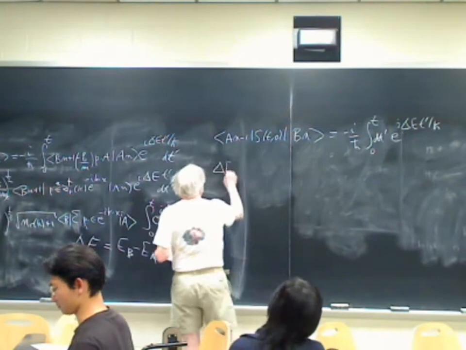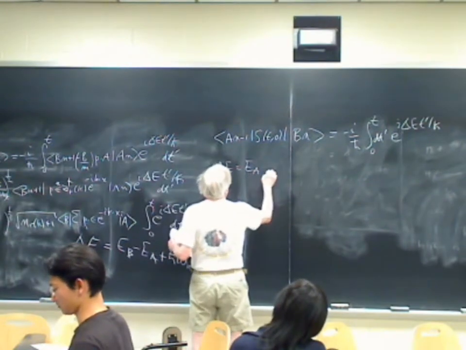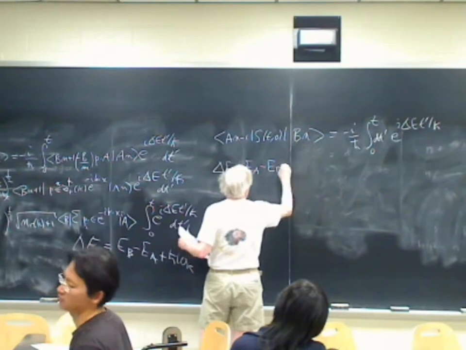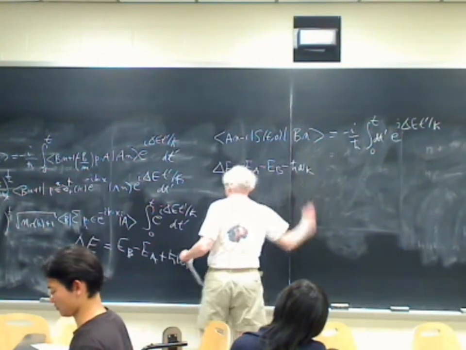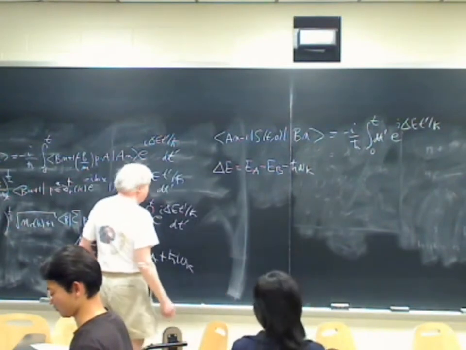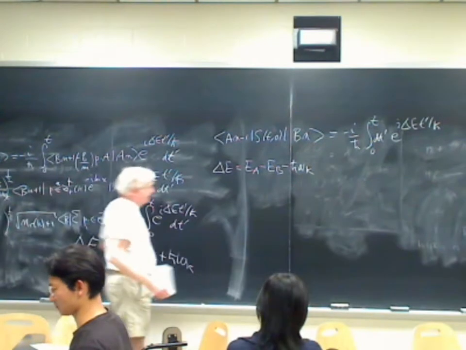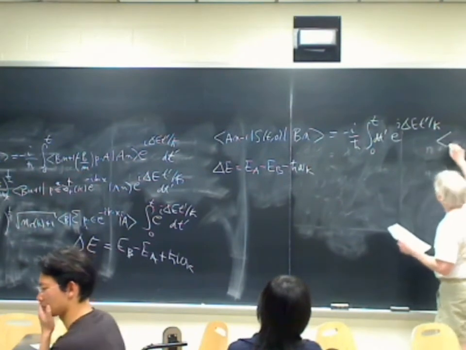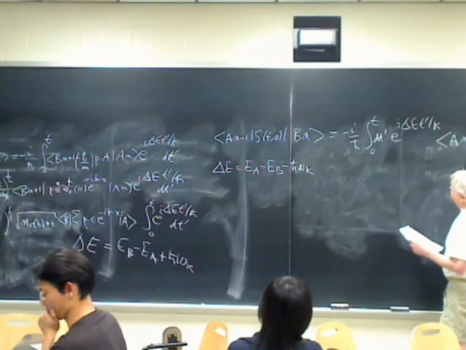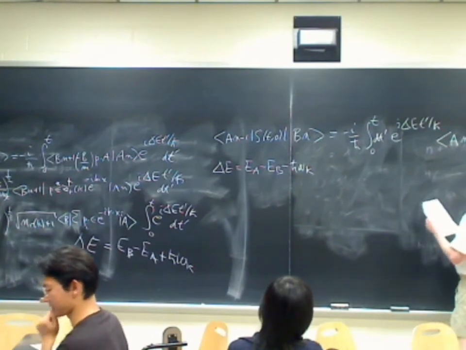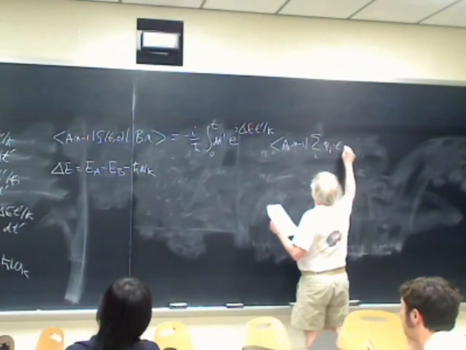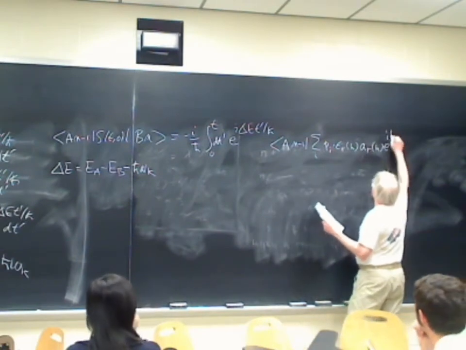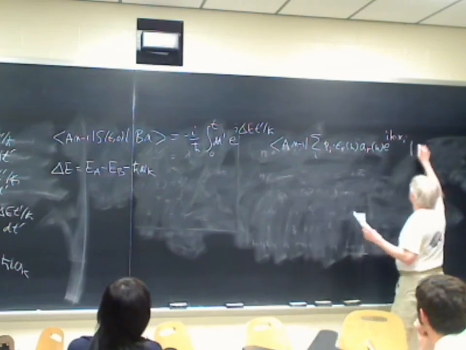Over here, delta E is going to be E_A minus E_B, and now there's an extra photon over here, so it's minus h bar omega_k. And so you see, this delta E is just minus that delta E. And so that's not going to have any effect on it. And then the matrix element here is A, n minus 1, sum over i p_i dot epsilon_r of k, a_r of k e to the i k dot x_i, B, n.